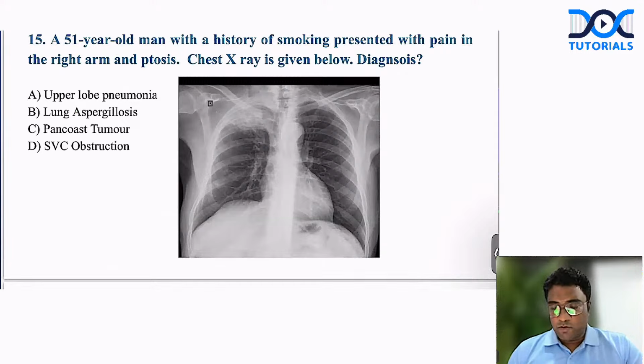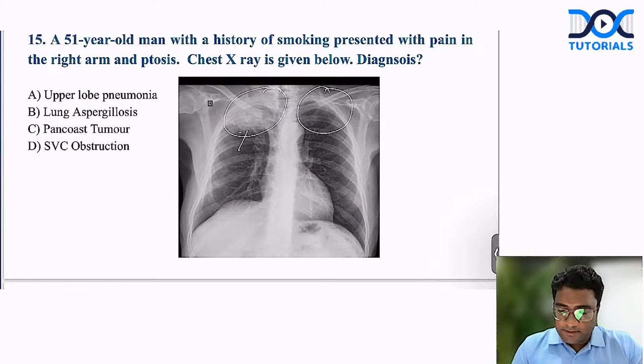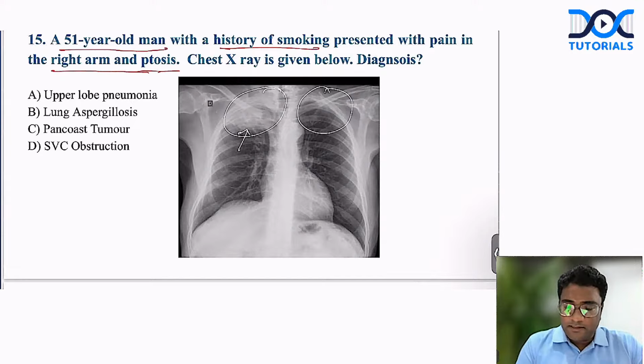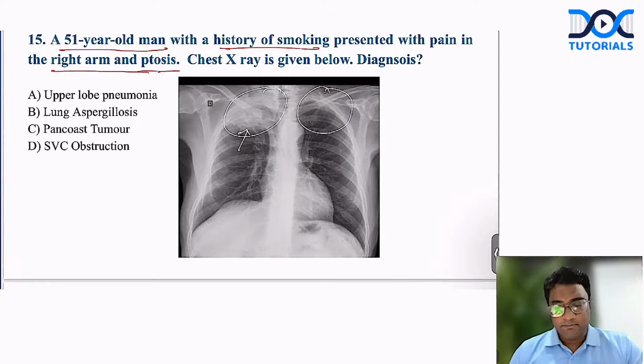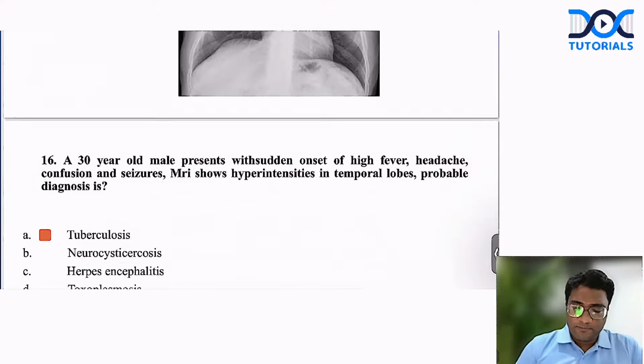15th question. A 51-year-old man with a history of smoking presented with pain in the right arm and ptosis. Chest X-ray is given below. What is the diagnosis? When you compare the apical lung zones bilaterally, you can see an opacity in the right apical region. This is an elderly smoker with pain in the right arm and ptosis. You are seeing an apical lung cancer compressing the sympathetic trunk, producing ptosis, and also the subclavian vessels, causing the pain in the right arm. This is Pancoast tumor.